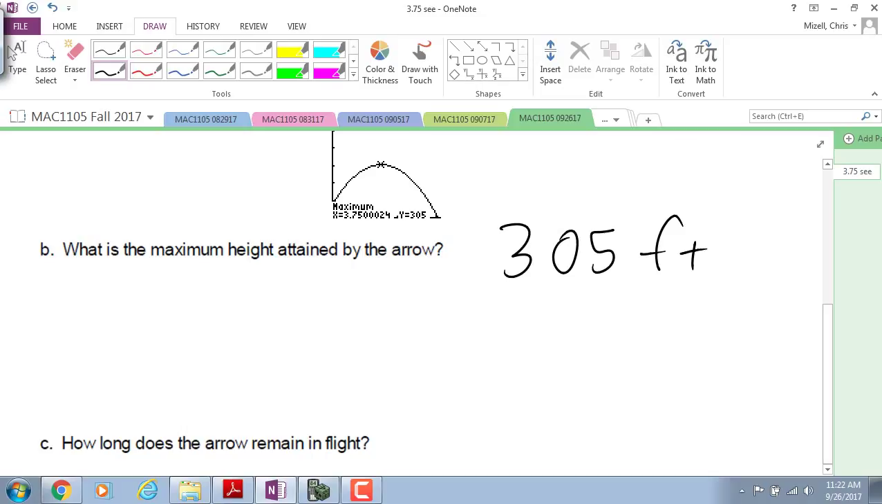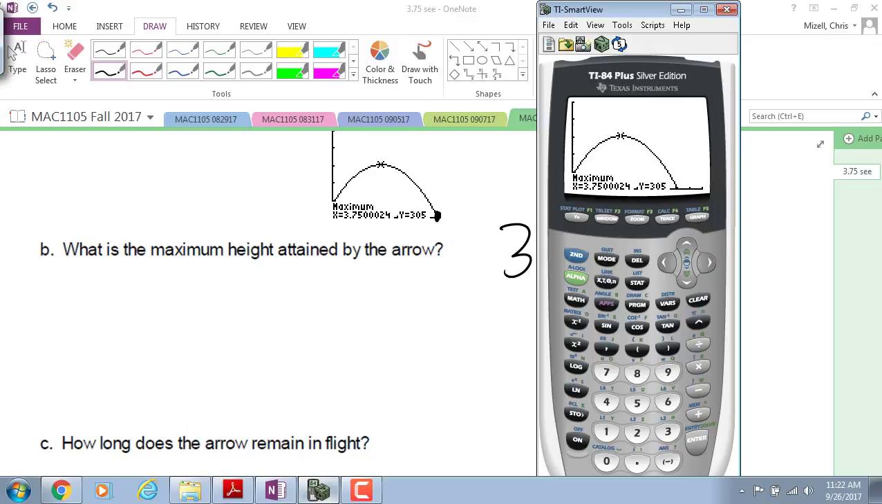Well, what does it look like? How long does it take to hit the ground? About 8 seconds. If we're solving this graphically, we're looking for a 0 of this function.